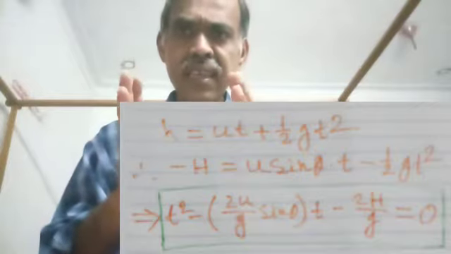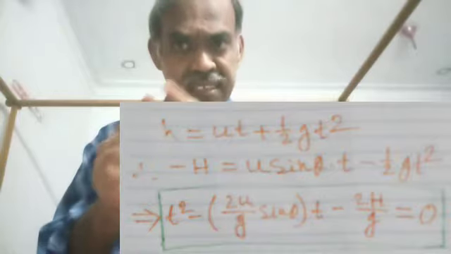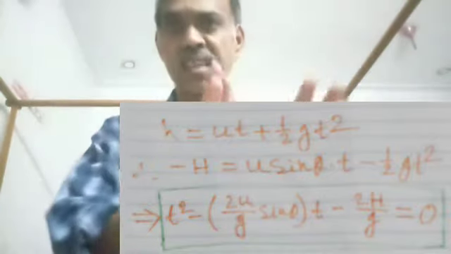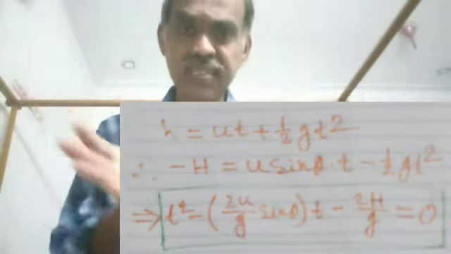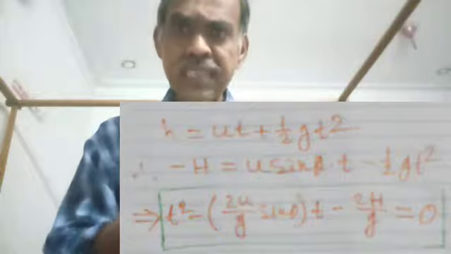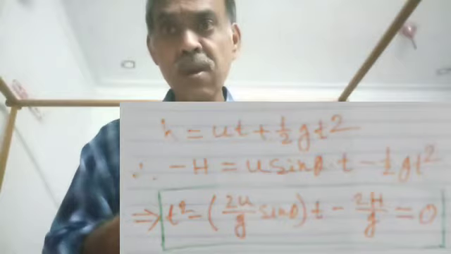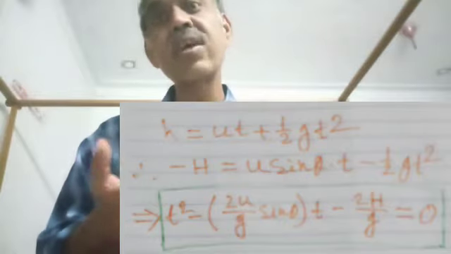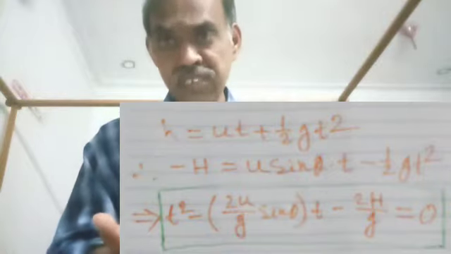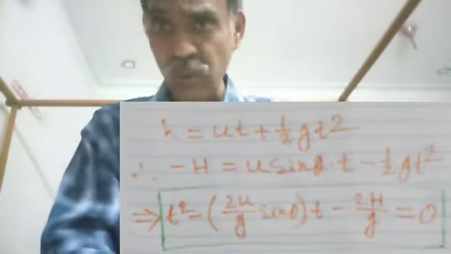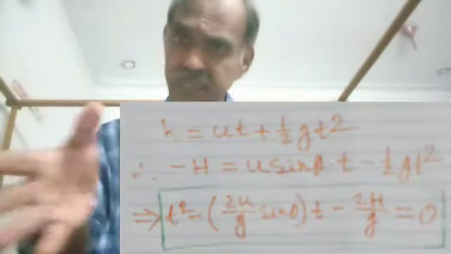So, you will get the value of t in terms of u, the initial velocity, g, the acceleration due to gravity, and theta. But here you know that u and g are not the variables, but theta is the variable, because the question was for which angle of projection the range will be maximum. So theta is the variable here, and u and g are constants for the given problem.